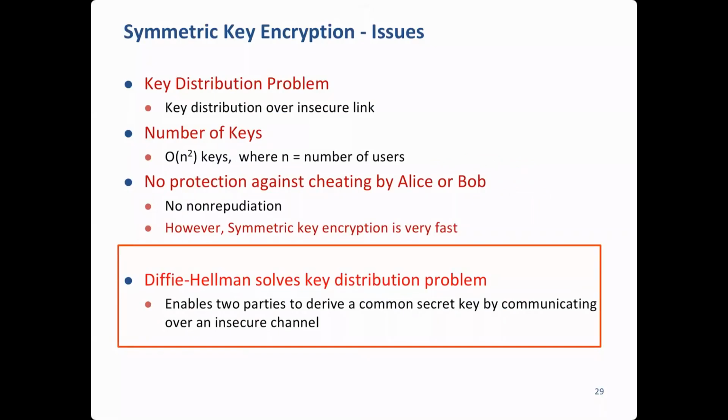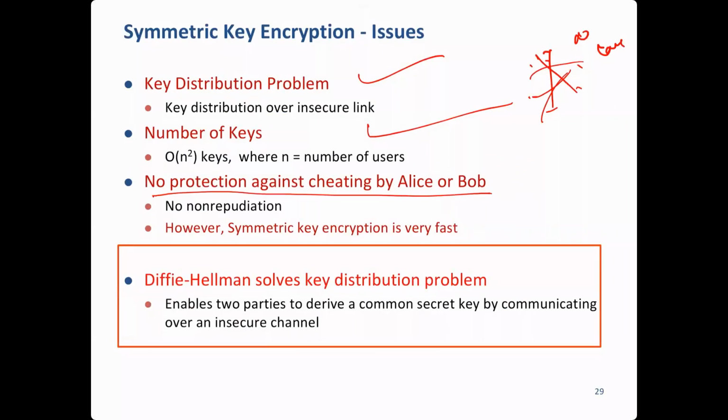So we know the key distribution problem. We know the number of keys problem: the number of keys is of order n squared. If the number of people exchanging keys, n, is large, everyone has to exchange keys with each other and it could be very large. And of course, Alice and Bob can fool each other. It means that there is no non-repudiation. So these are the symmetric key issues that we have seen.